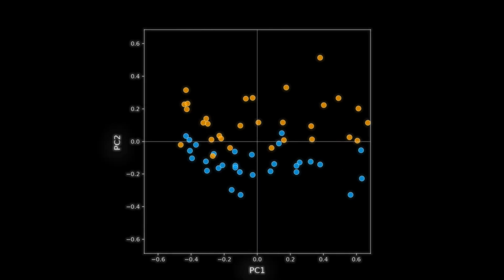A very important thing to note here is that PCA is unsupervised, which means it does not look at the class labels. It doesn't try to separate the blue and the orange or anything like that. It only tries to represent the overall geometry of the data efficiently. So if the classes become more separable after PCA, that means that the separation was always there in the data. It was just not very well aligned with the original axis.